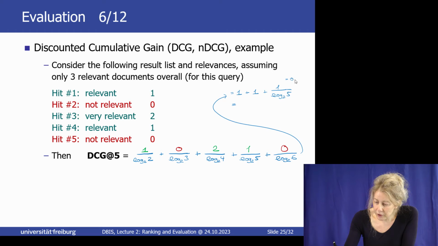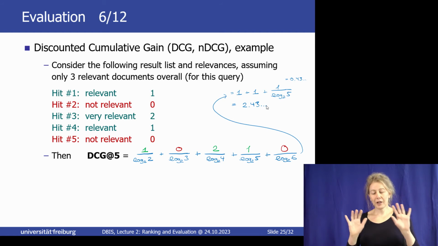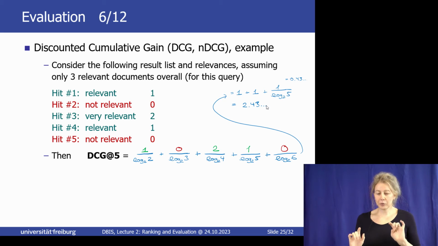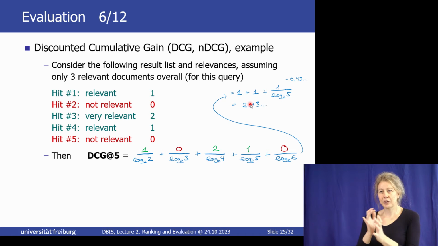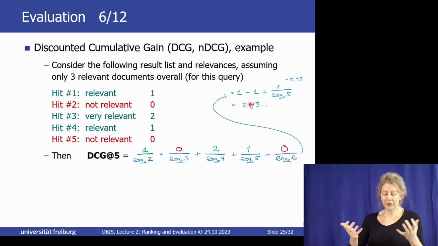0.43 something. You will understand in a second why we're doing it like this. Now we have a little problem here. We get a number 2.43, and the question is, is this good or bad? Usually you want a measure where if it's bad, it's 0, if it's good, it's 1, or the other way around, so you know what the range is. Here we don't really know the range.